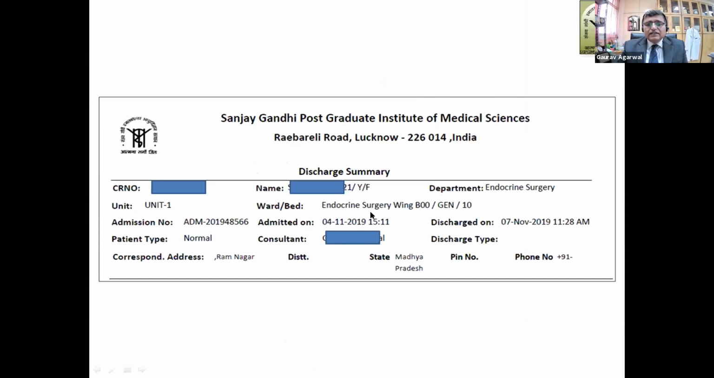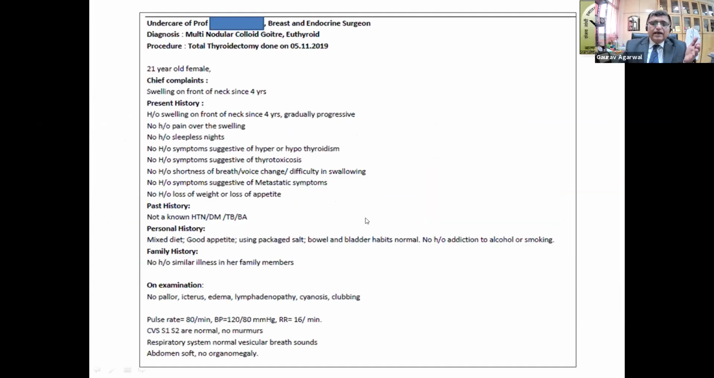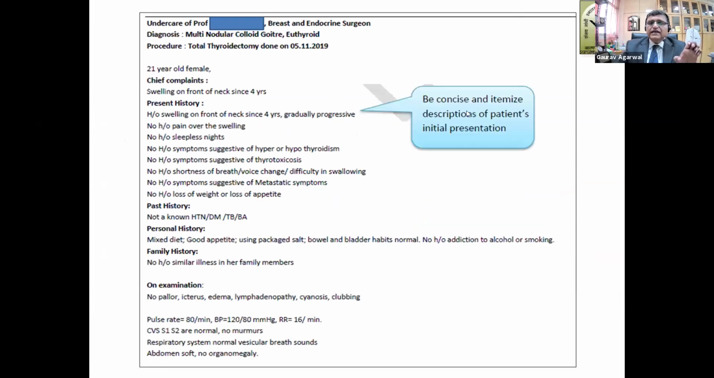So all these details are important because you yourself would require these details later on, and any other doctor who's looking after this patient in a future medical encounter would require this information. As I said earlier, it's important that you ensure the primary care or referring doctor's name is provided, and the history that you record here should be concise. It's best to itemize the description of the patient's initial presentation rather than be descriptive or narrative.